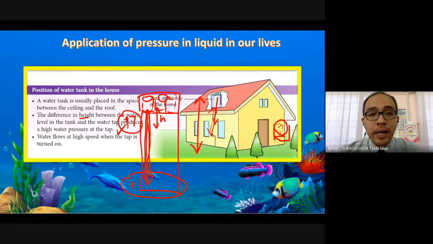So next time when you're big, you want to build a house, please remember, don't put the tank on the same level as your kitchen or the toilet. There has to be a difference in the height of the tank, so that you don't have to buy extra stuff. But if you have no choice, you really have to put the tank on the same level as the house, you are forced to buy a water pump. You buy a water pump so that the water pump will pump the water into your tap.